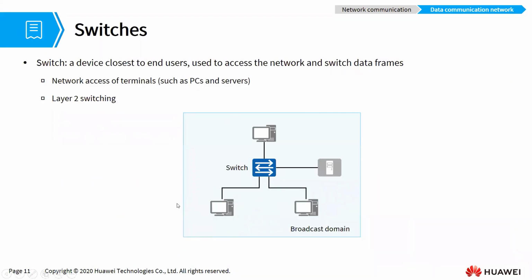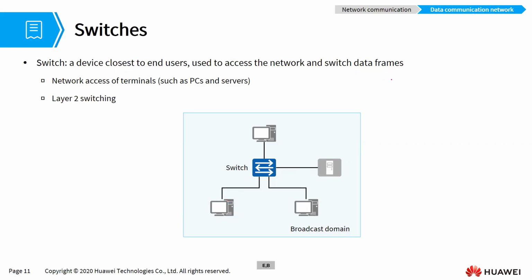A switch is normally going to be the device that is closest to the users. So when you have a PC, the device it directly connects to is going to be a switch. When you have a server, the device it connects to directly is going to be a switch. It gives access to the network for the users, and it's also the one that switches data frames.